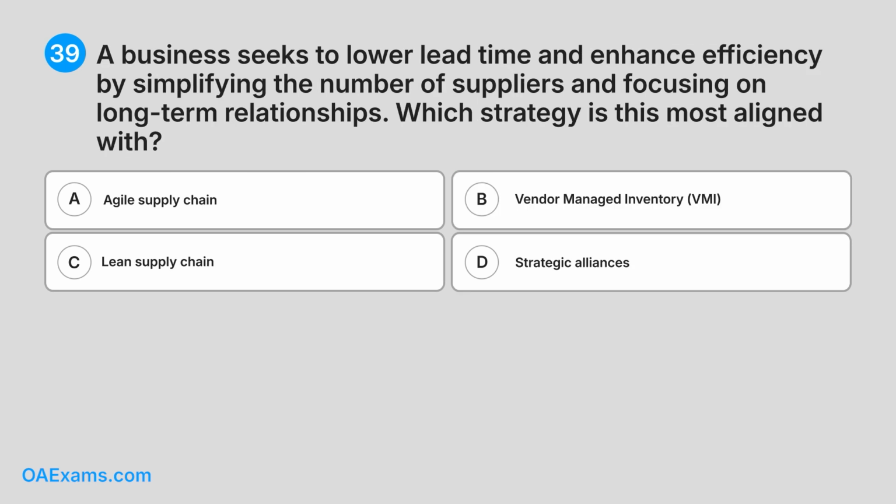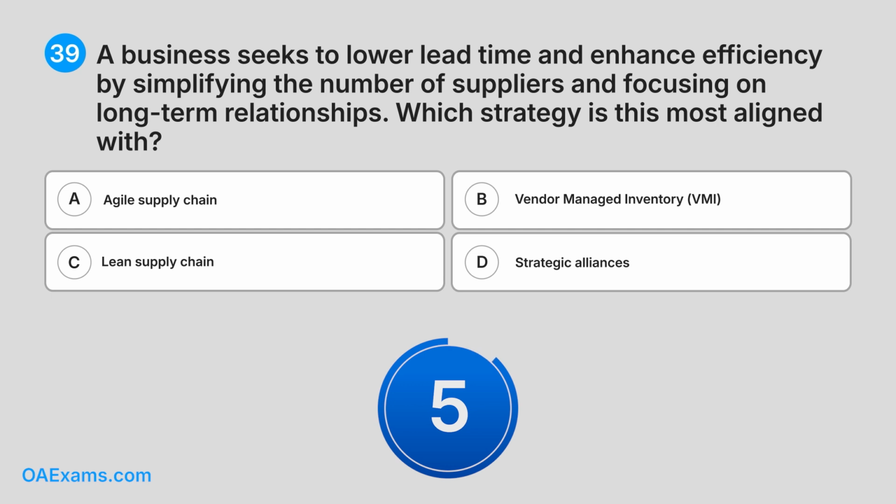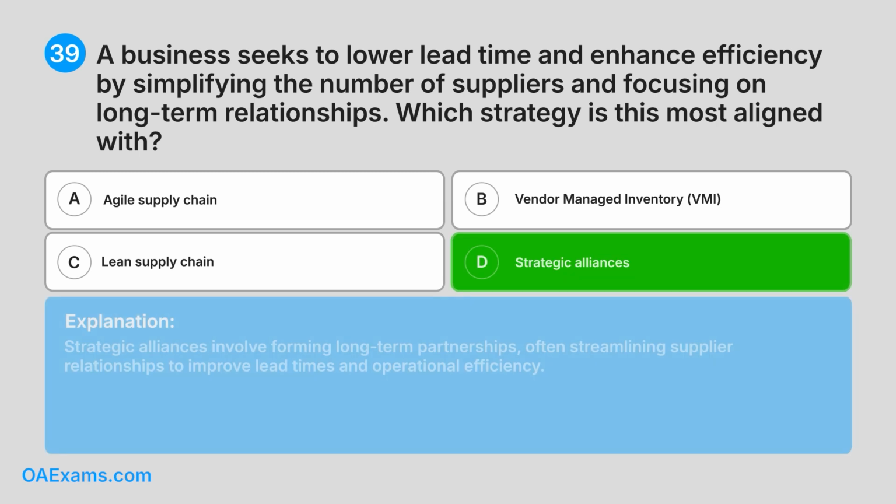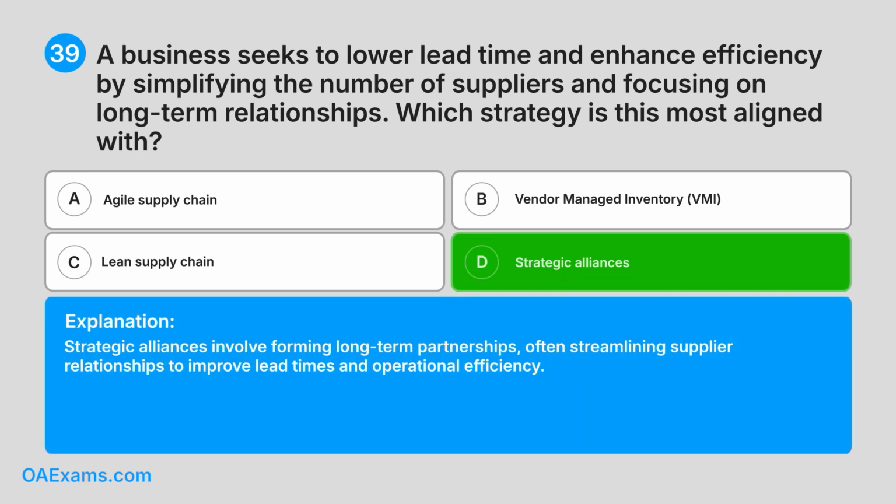39. A business seeks to lower lead time and enhance efficiency by simplifying the number of suppliers and focusing on long-term relationships. Which strategy is this most aligned with? A. Agile supply chain. B. Vendor-managed inventory, VMI. C. Lean supply chain. D. Strategic alliances. Can you guess the answer? Correct answer. D. Strategic alliances. Explanation. Strategic alliances involve forming long-term partnerships, often streamlining supplier relationships to improve lead times and operational efficiency.